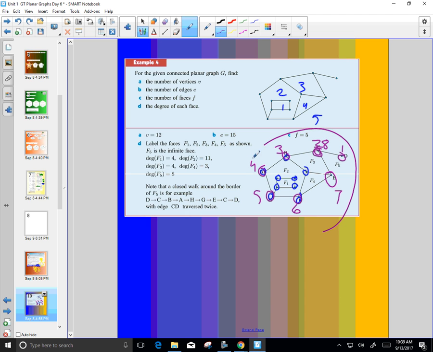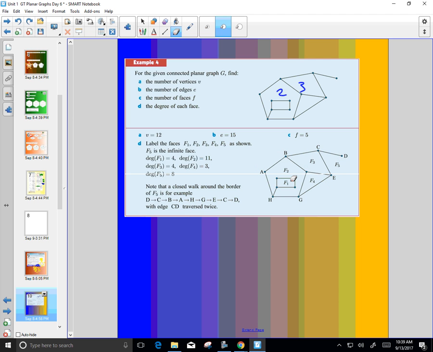So let's try that one more time. Yeah, this is the only hard part, going back to here. This is 1, 2, 3, 4, 5, 6, 7, 8, 9, 10, 11, and then you don't count that again.